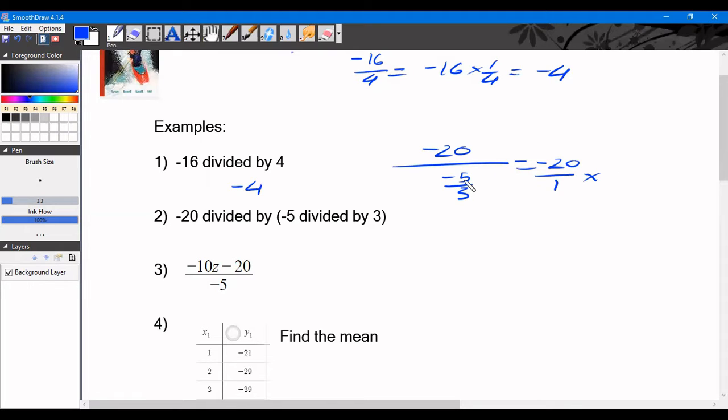So when you do negative 20 divided by negative 5/3, that's the same thing as you doing negative 20 over 1 times the reciprocal of negative 5/3, which is 3 over negative 5. And then you'd solve this as a division problem. Negative 5 goes into negative 5 once. Negative 5 goes into negative 20 4 times. So you're left with 4 times 3, which is equal to 12.